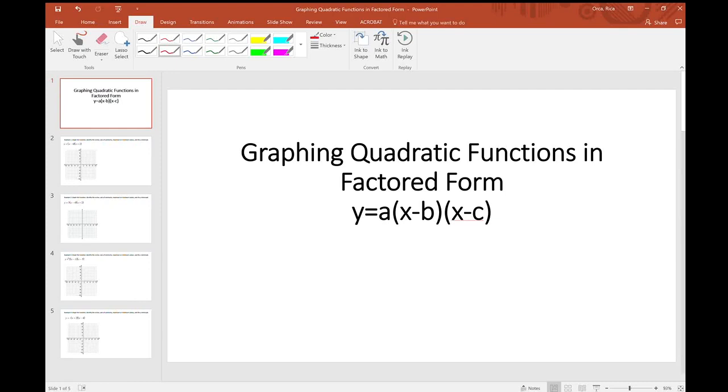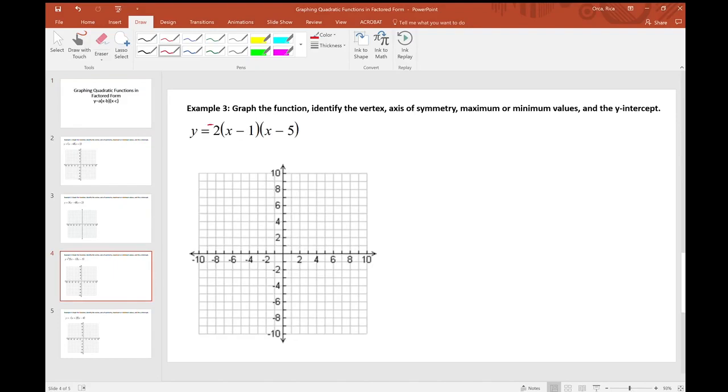Welcome back to Graphing Quadratic Functions in Factored Form, Part 2. In this example, we want to graph y equals -2 times x minus 1 times x minus 5. We want to identify the vertex, axis of symmetry, maximum or minimum values, and the y-intercept.